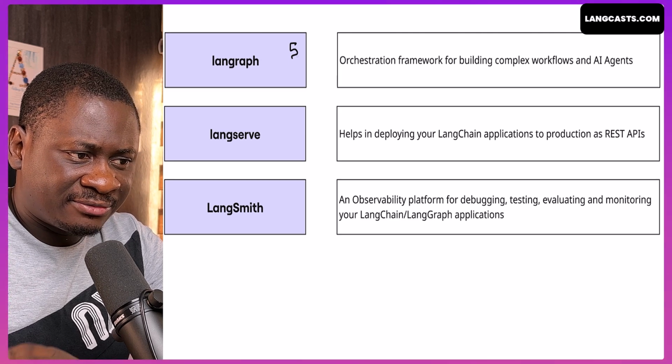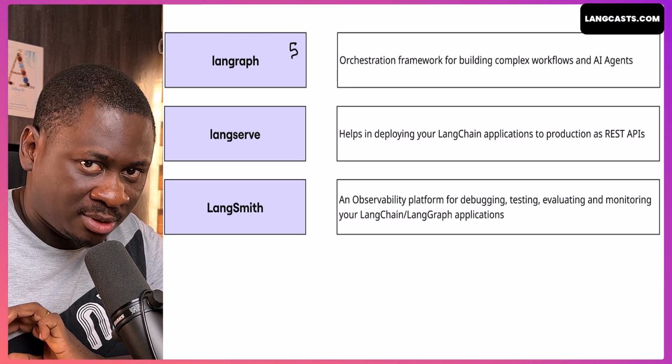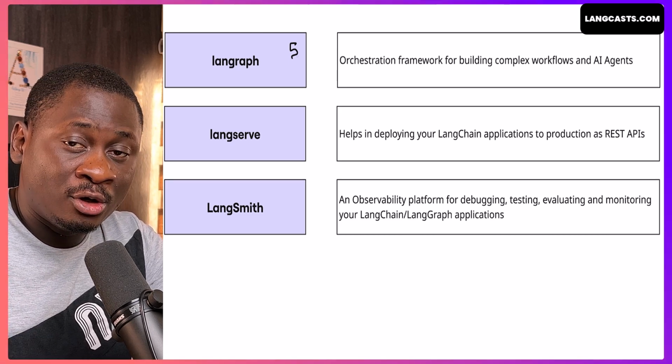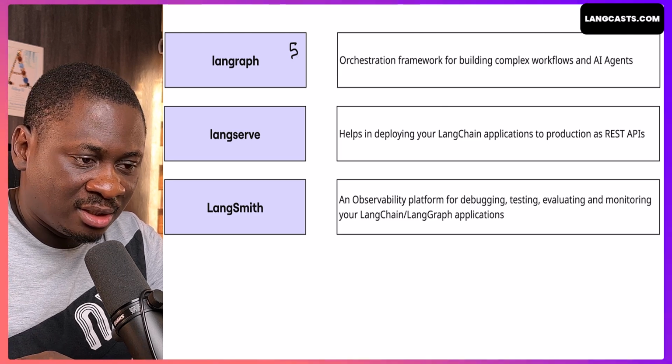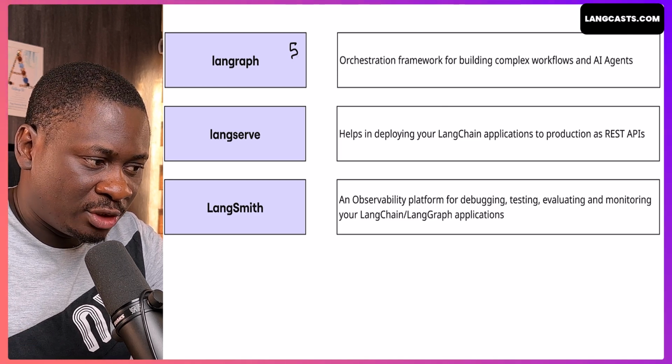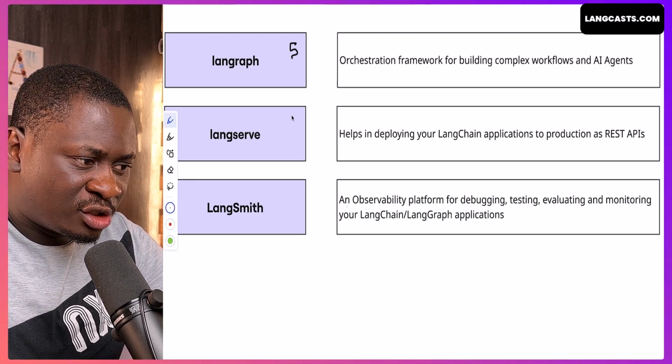So yeah, LangGraph is your framework for building complex workflows. If there's any workflow that is beyond the scope of LangChain, move to LangGraph. Or if you want to build AI agents, just use LangGraph. That's where everything agent-wise has been moved right now. So that's LangGraph. Next, we have LangServe.